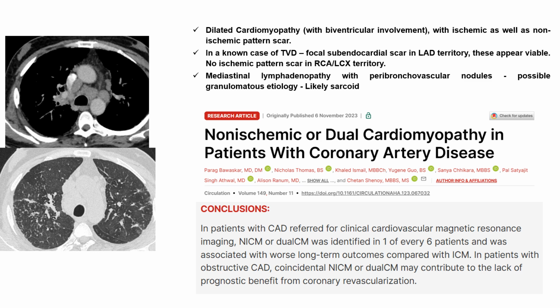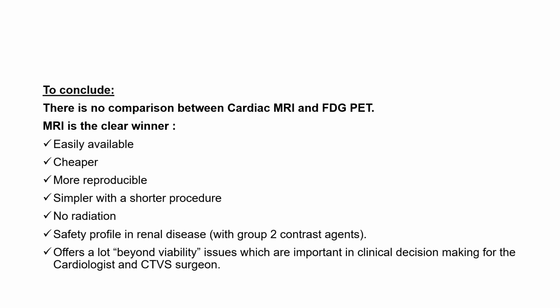So all these things cannot usually be seen with PET. You are sending a patient for viability thinking that it is just ischemic cardiomyopathy, but coincidentally we found that along with ischemic, he also has a non-ischemic component that is contributing to his reduced EF, and we need to fix that if we really want the patient to improve.